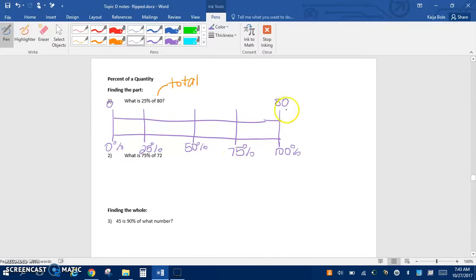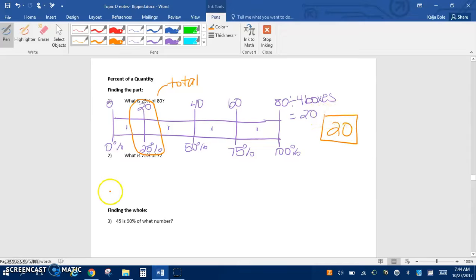So now we got to ask ourselves, how many boxes come before the 80? So this is 1, 2, 3, 4 boxes. So that means we're going to divide 80 by the 4 boxes, which equals 20. So that means we're counting by 20 up above. So 20, 40, 60, and then we get to 80. So to answer the question, what is 25% of 80? If we look at 25%, we see that that goes with 20. So our answer here would be 20.